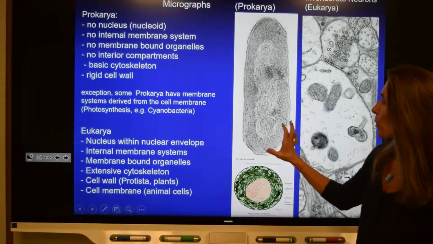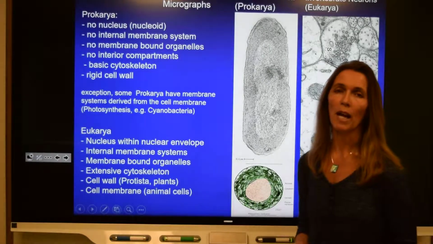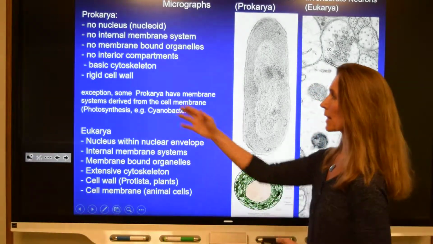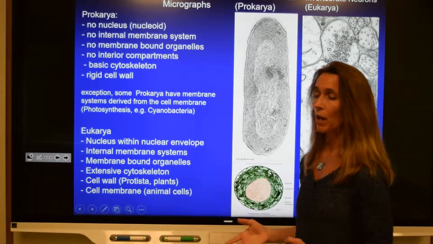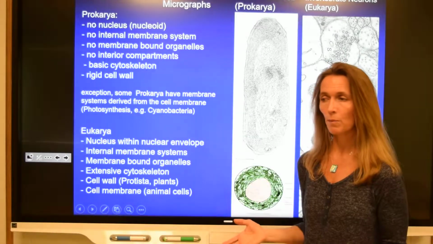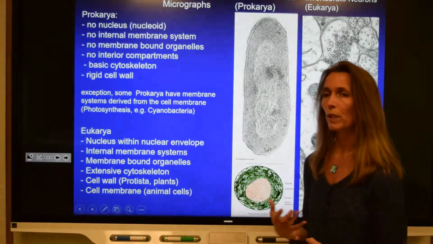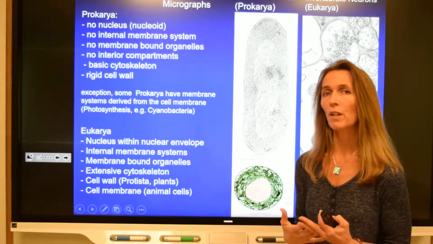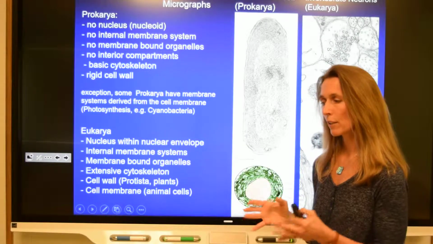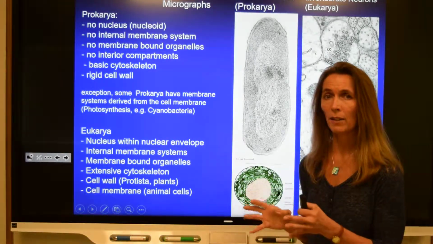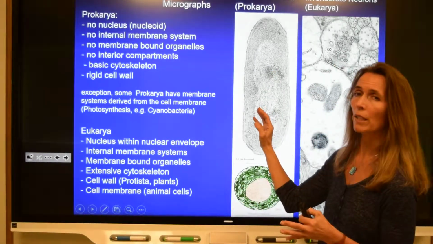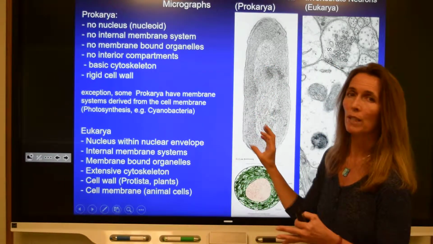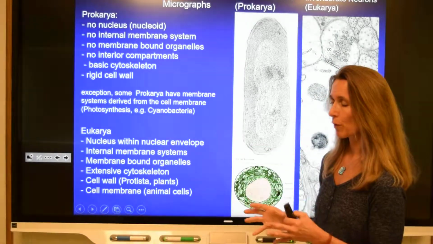Then prokaryotic organisms very often have a very rigid cell wall. This is because they are single-celled organisms, and depending on which kind of organism it is, they often live in harsh environments, and they need the cell wall in order to protect the genetic material and the protein machinery inside from the environment.